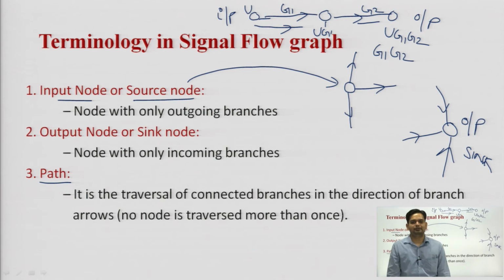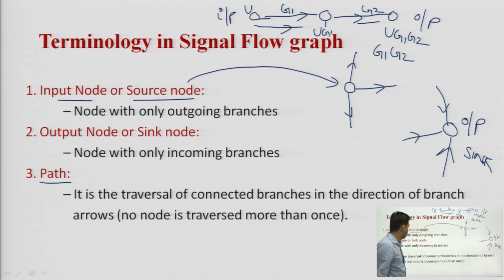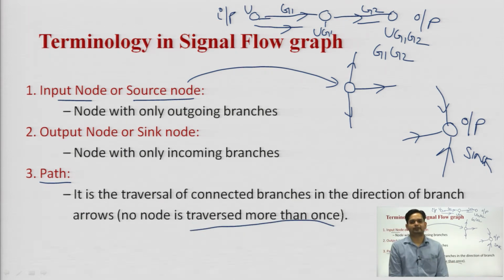So, this is the path present in a signal flow graph, and whatever gain comes in the path we have to multiply it. We also have to keep one more point in mind: during traversal, a node should not repeat.